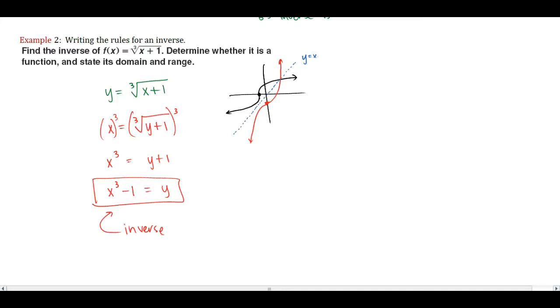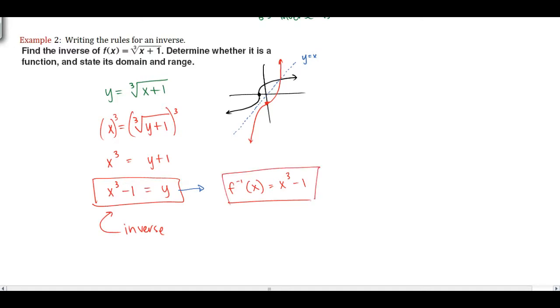In fact, I should probably tell you the notation. If people want to tell you that it's an inverse, they will use the notation, instead of f of x, f to the negative 1 of x. That's how I tell people it's an inverse. And so the inverse of f of x would be x cubed minus 1. And that's how I would tell you with notation that it's the inverse of f. So f to the negative 1.